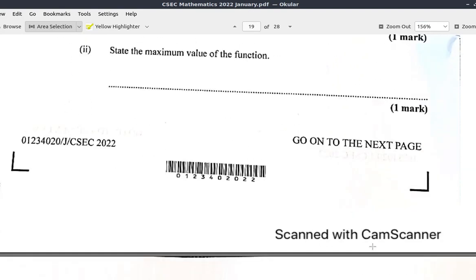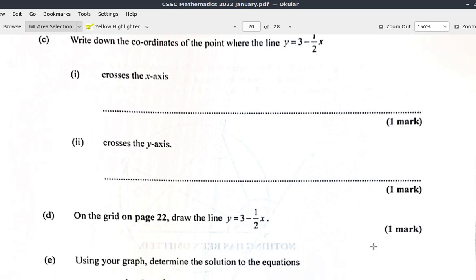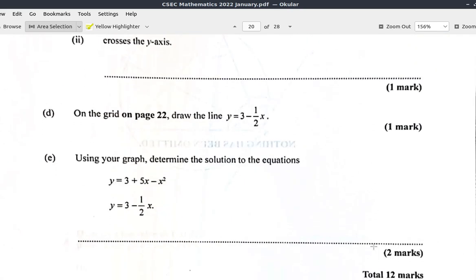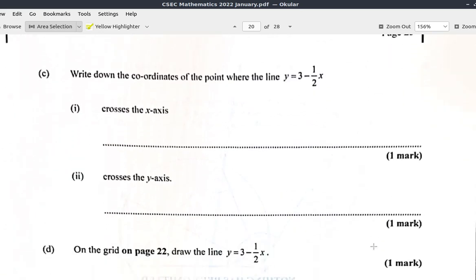Alright. Let me see now. What else let's say? Let's say to write down the coordinates of the point where the line. Alright, what we're going to do is take a break. We will end the video here and we continue with part C onwards in our next video.